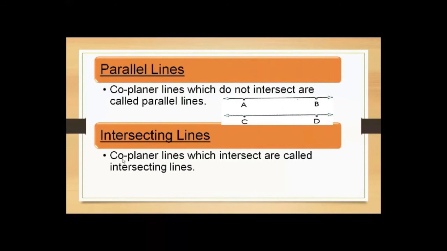What are intersecting lines? Coplanar lines which intersect are called intersecting lines. These are the intersecting lines because they intersect at point O.